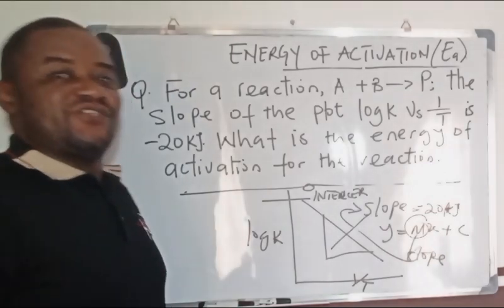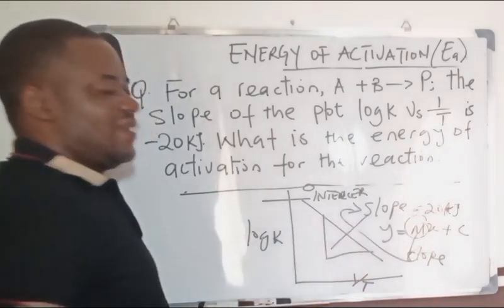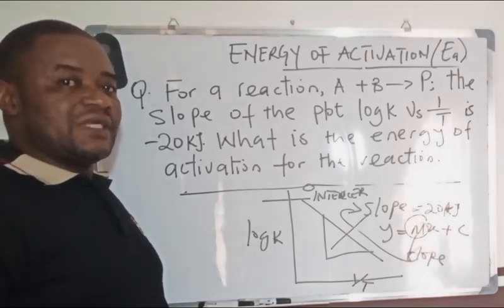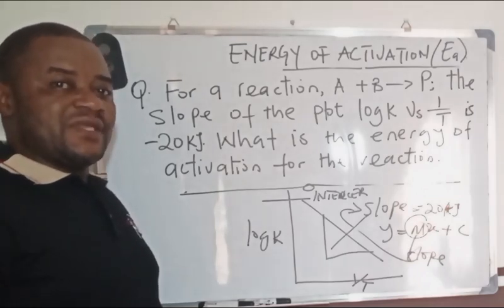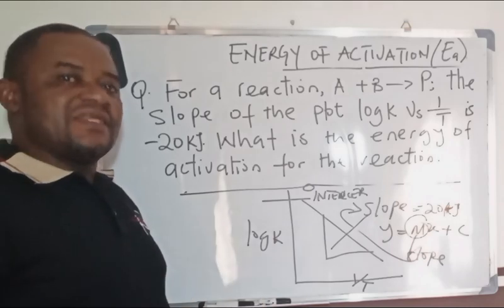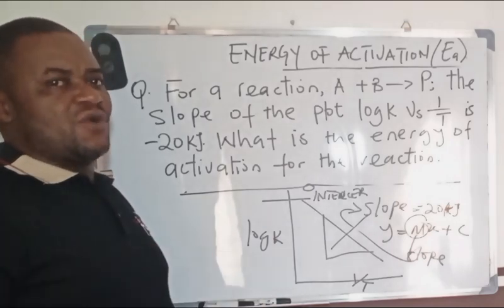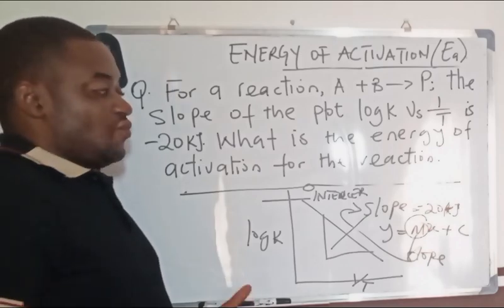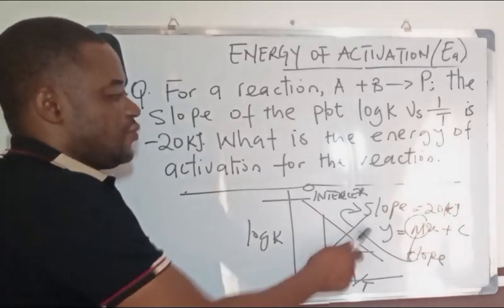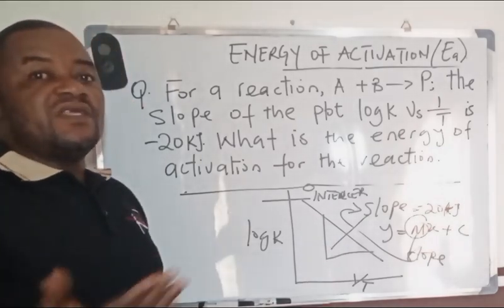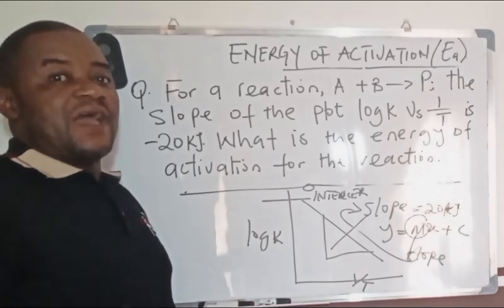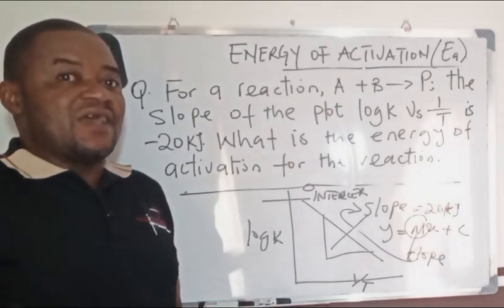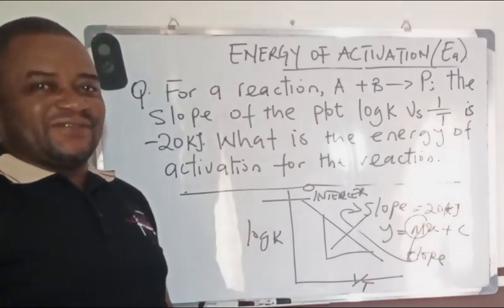And to what equation are we going to fit this 20 given to us here as the slope, in order to calculate or determine that extra energy expected from us as the activation energy? To what particular equation can we do this? But remember that the only viable equation that is required for you to calculate energy of activation is the Arrhenius equation, in case you do not know.